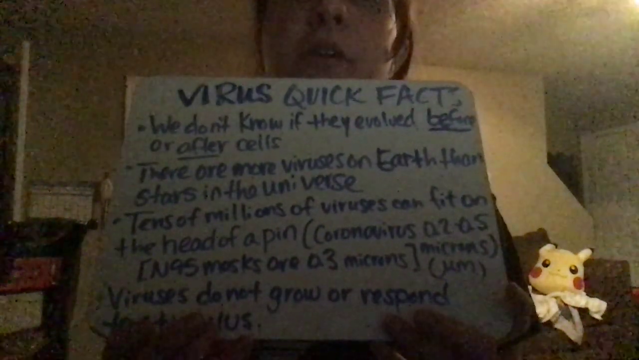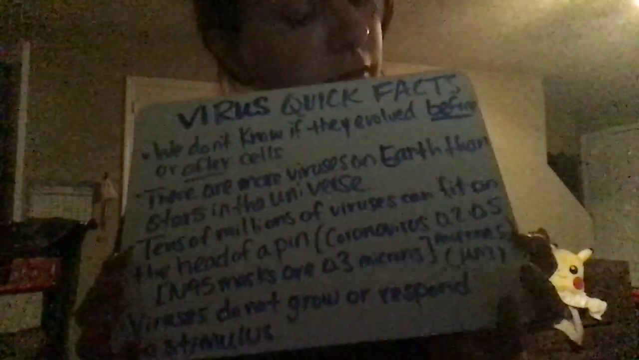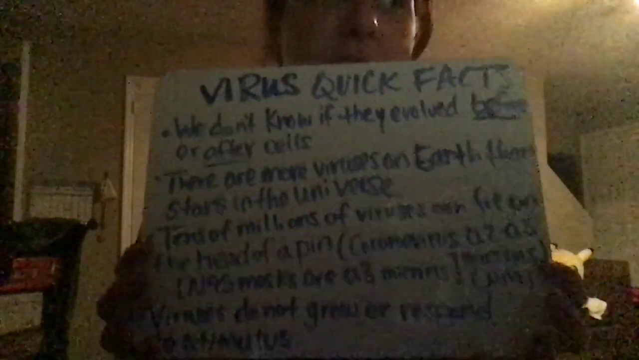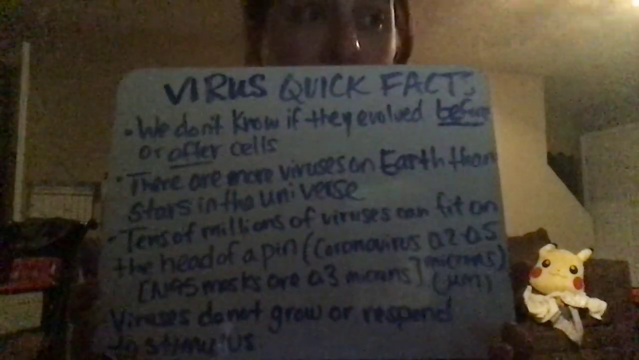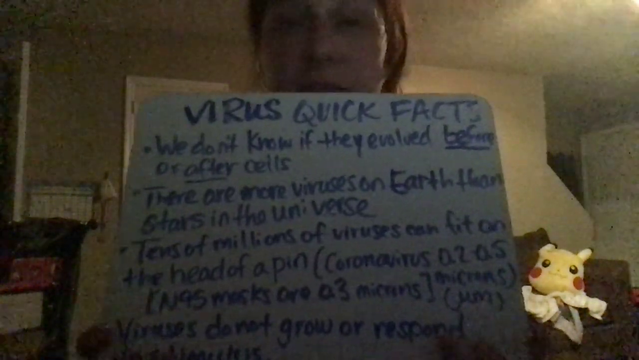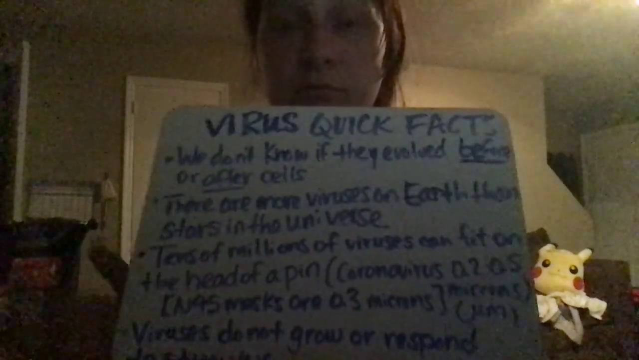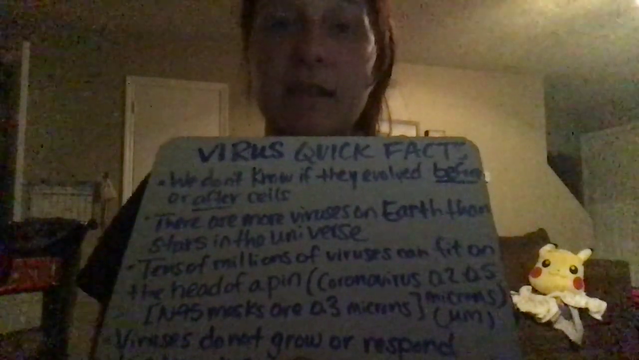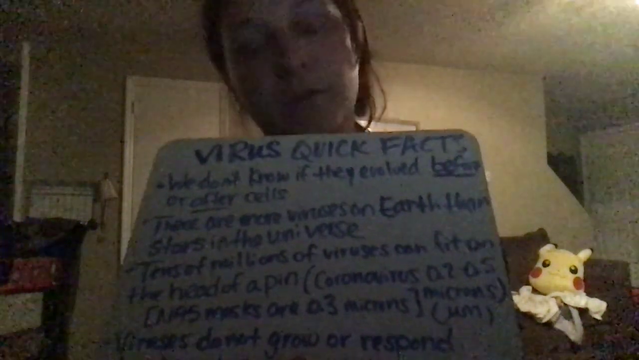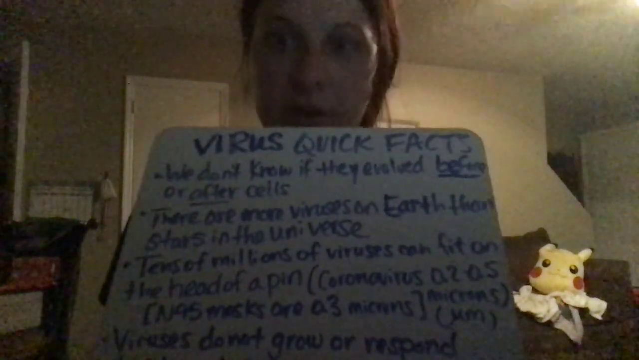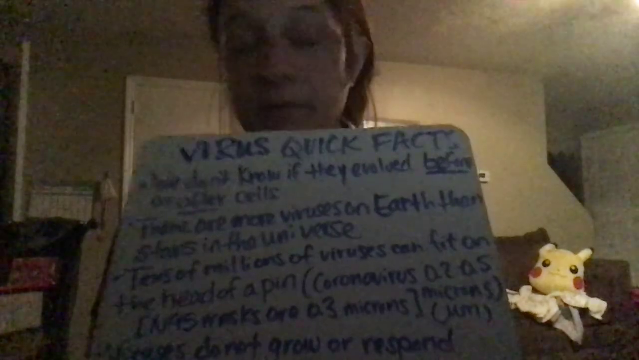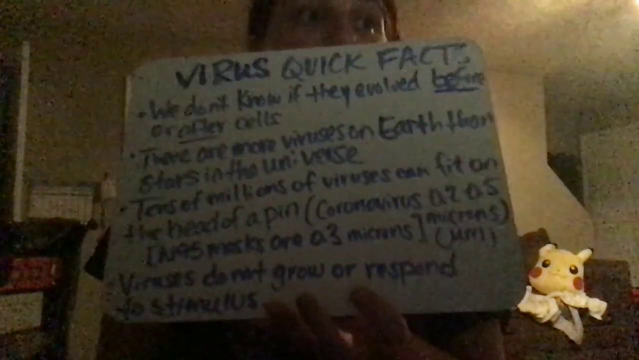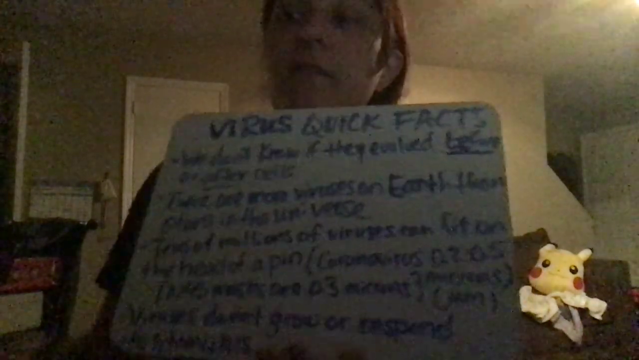Coronavirus is 0.2 to 0.5 microns. That's the size. And the N95 masks that they recommend that health professionals wear are 0.3 microns. So they're not perfect. Even the best mask that we have, the virus might be too small and it might get through the mask. But it would be like saying, yeah, you and your friends can fit through a door, but if all 10 of you run in through the door at once, are you all going to get through the door? No. So is it perfect? No. But yeah, it's better than nothing. Viruses do not grow or respond to stimulus, which is another reason that they are not considered living. It's just some general information on viruses.